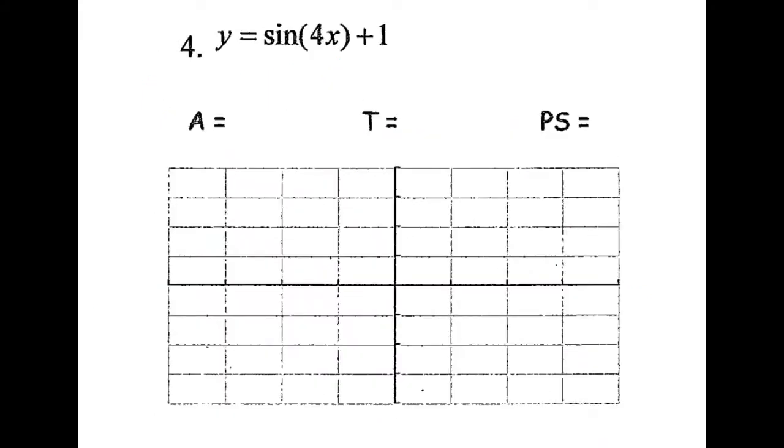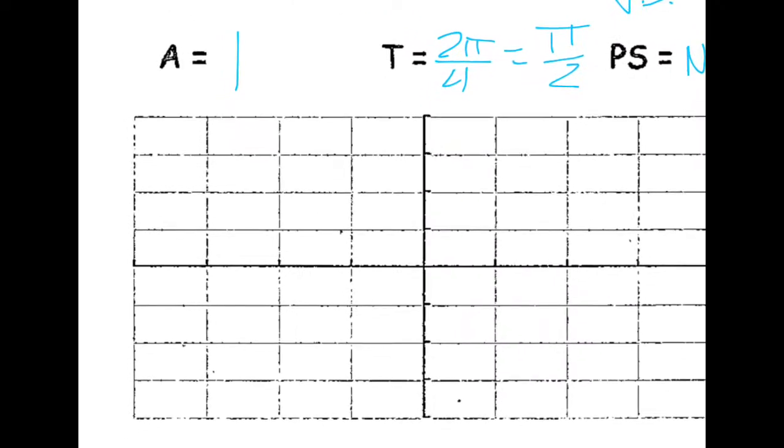Alright, last one we're graphing on our own. Amplitude is 1 because there's no coefficient in front of the function sine. Period is going to be 2 pi divided by that coefficient of 4. So 2 over 4 is the same as 1/2, so the period is pi over 2. And then there is no phase shift. But we do have that plus 1 there, which is a vertical shift, a vertical translation of up by 1 unit.